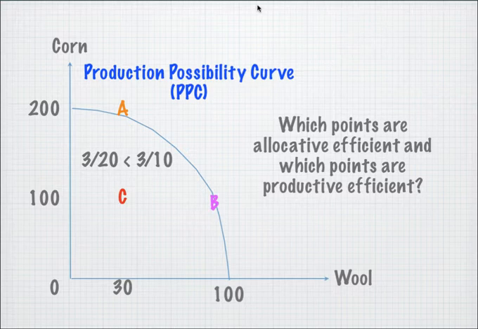So in other words, we need another curve here to form an intersection, and that is actually not in the syllabus. You need an indifference curve to find out where the allocatively efficient points are. So if you are more interested, go and Google indifference curves and you can find out more about it.